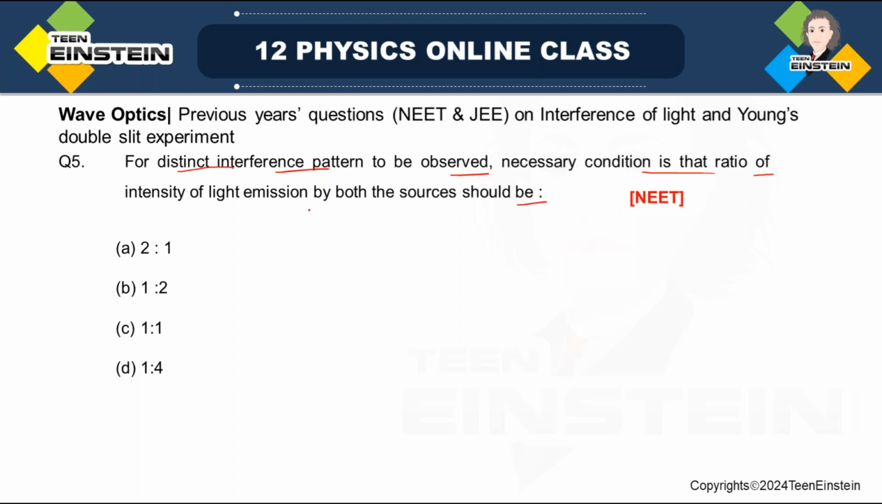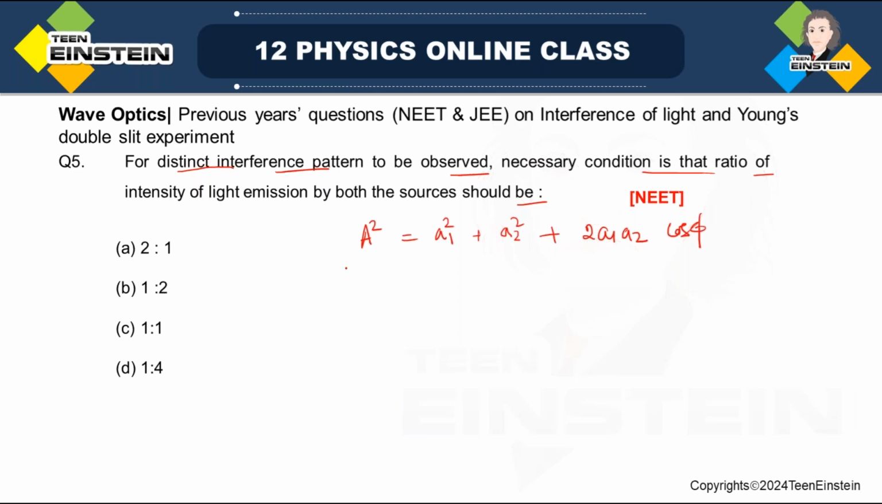See, for this, what is the necessary condition? We need to know what that necessary condition is. We had indirectly discussed it, but we did not say this is the necessary condition for observing a distinct interference pattern. Let me tell you. The expression for the amplitude, I hope you know this because we have already discussed it. I'm not going to derive the same thing again here. So you know this is 2a1 a2 cos of phi.